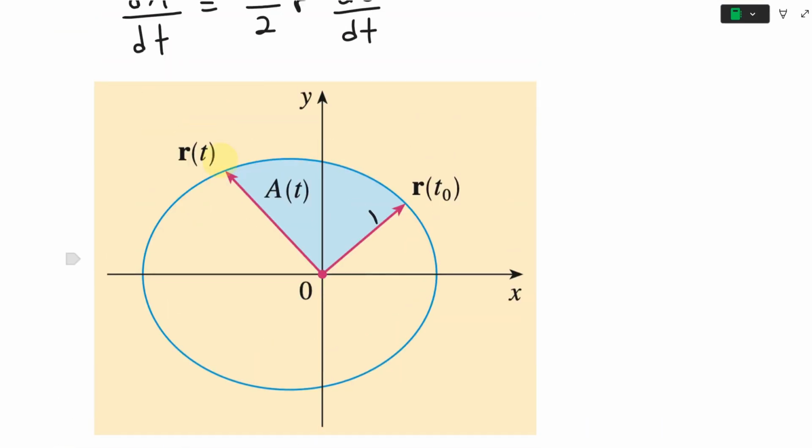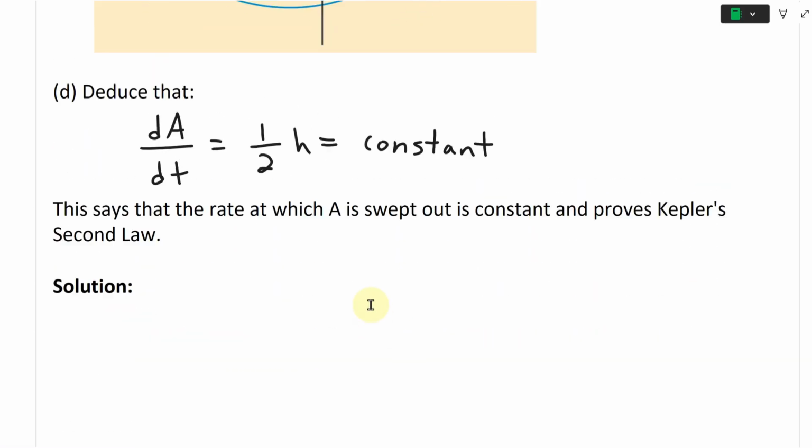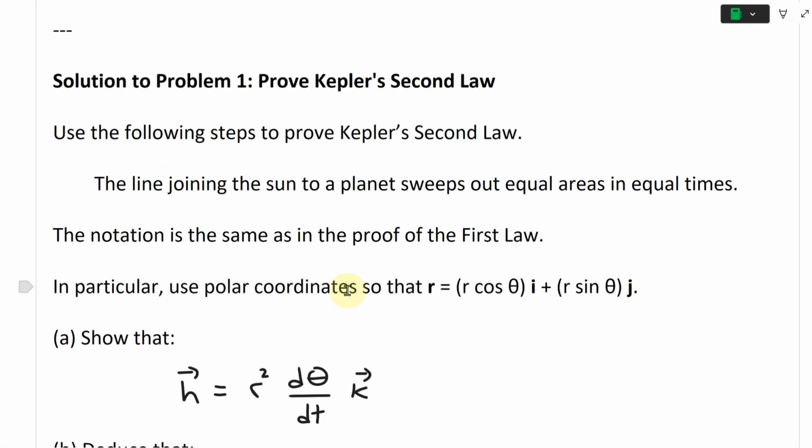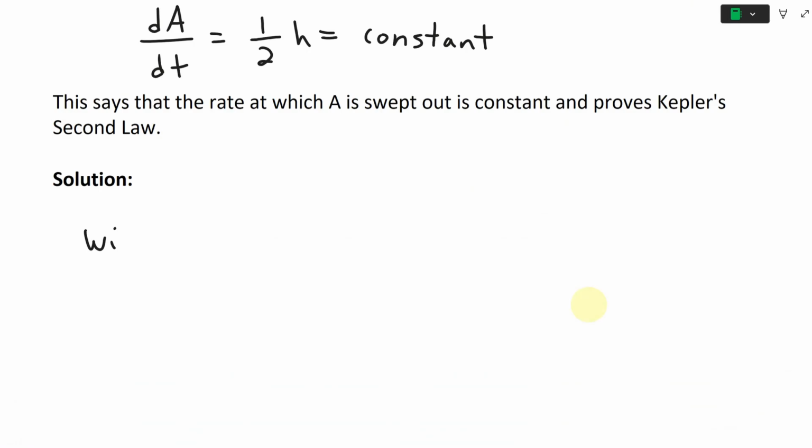So basically here's that area that's being swept across. Deduce that it's constant, and this says that the rate at which A is swept out is constant, and proves Kepler's second law. All right, so let's take a look at the solution to that. First, we're going to use these polar coordinates: r equals r cosine theta i plus r sine theta j. So with this notation, we have r, and that's the magnitude of r, cosine theta.